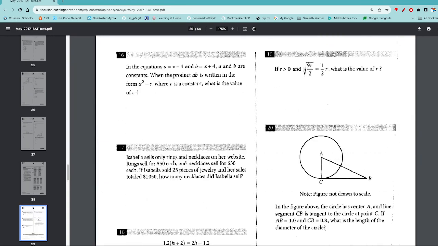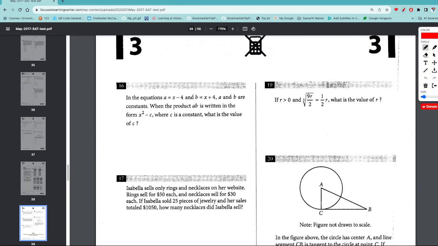Okay, let's go on to the grid-ins. 16. What is the value of C? So if we have these two, A and B are constants, the product is written as AB in the form of x squared. Well, the product would just be x squared minus 16. So C is 16. That's the answer. Okay. Number 17.